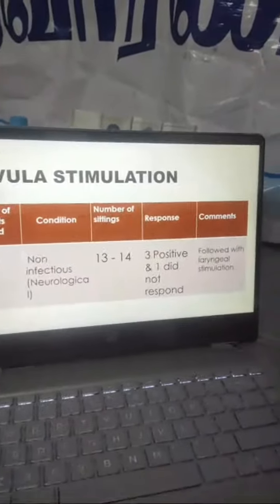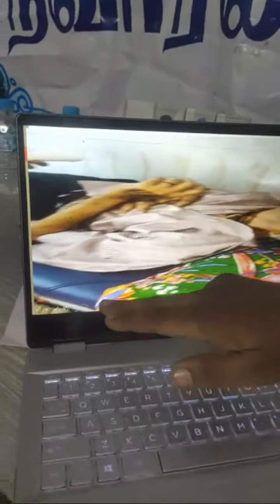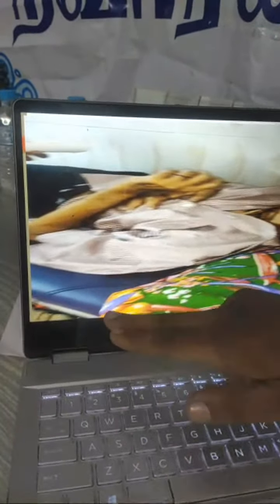Further, we continued with the laryngeal stimulation. This is what I was showing you earlier. This is a client. When you ask him to speak, you know what he will do. The maximum sound he could generate is this. That's all. Not even that rough voice. But after the stimulation, this is his real voice. You can hear.